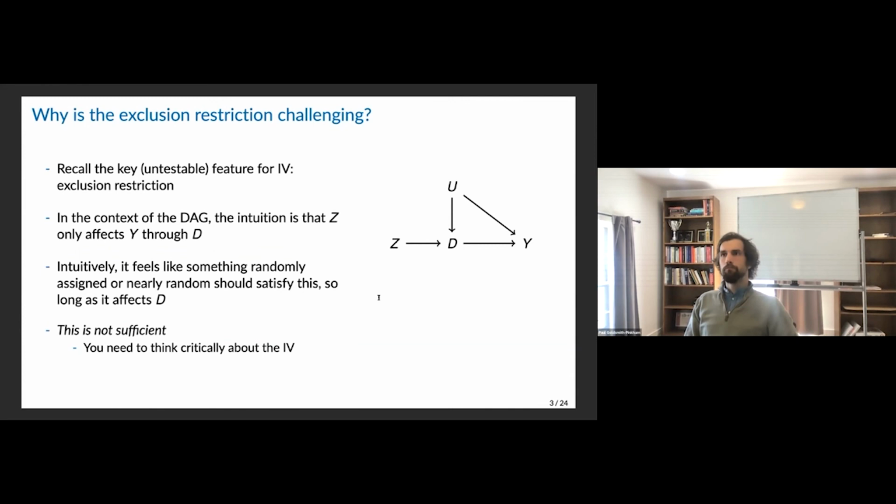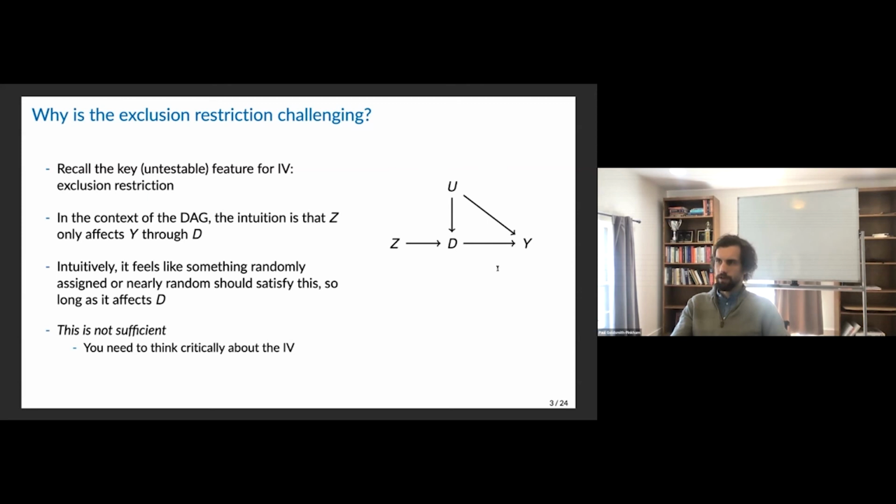So why is the exclusion restriction challenging? Another way you could ask this is, why am I reiterating the exclusion restriction, given that we talked about it before, and this is obviously not the first time you have heard this? It's this untestable feature of IV, right? In this DAG, it was the idea that Z is only affecting Y through D, that there was no other additional variable that we had to worry about.